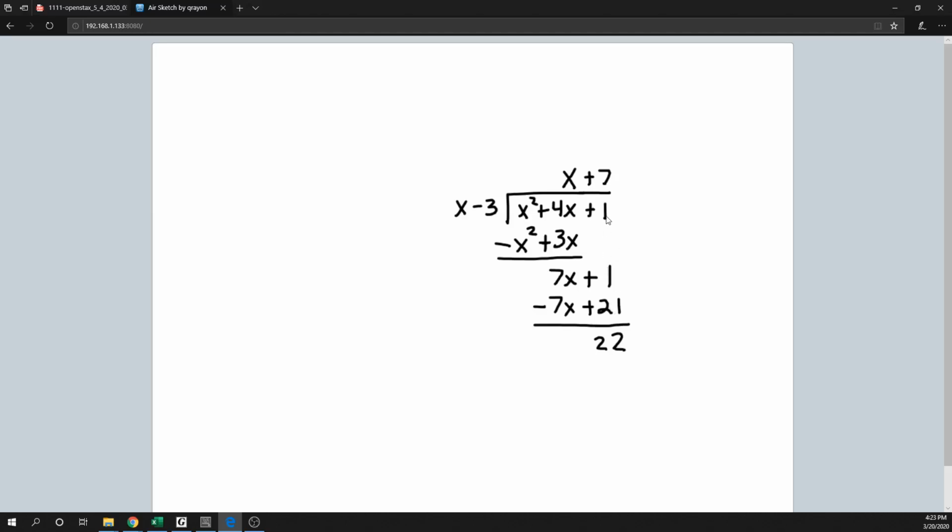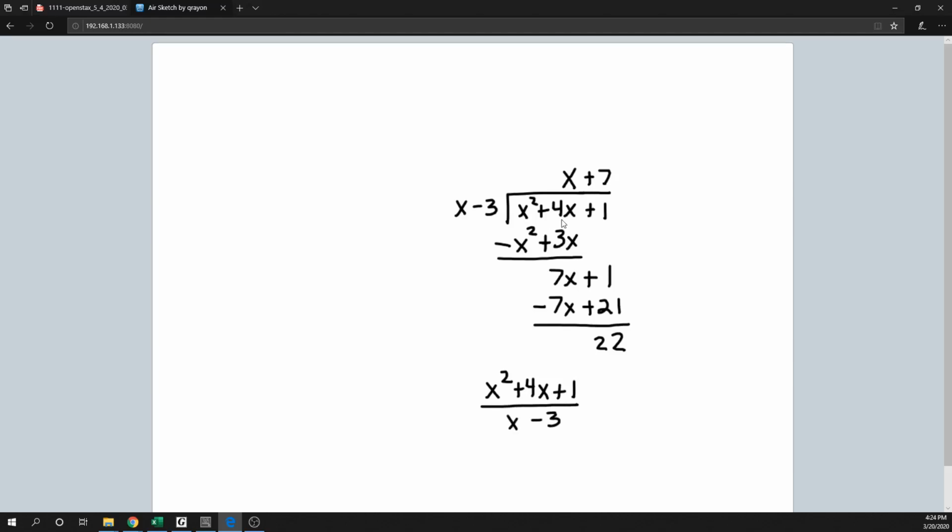All right, so now you see I'm at the end over here. Now it comes time to write our answer, okay? And you're going to see that we're going to do that exactly the same way that we did it when we were doing just regular old integer long division that you learned in elementary school, right? So in this case, that would be x squared plus 4x plus 1 over x minus 3.